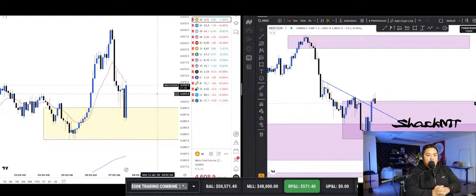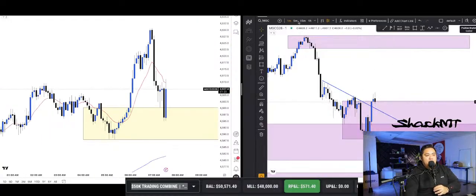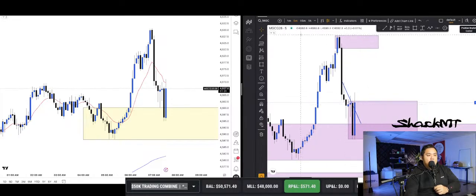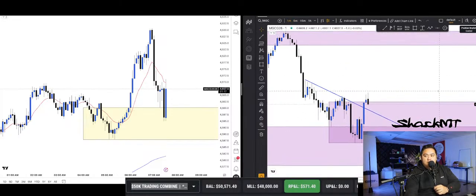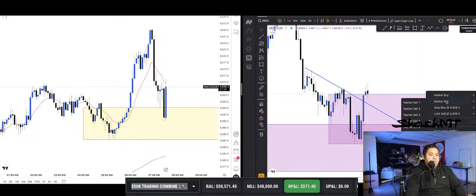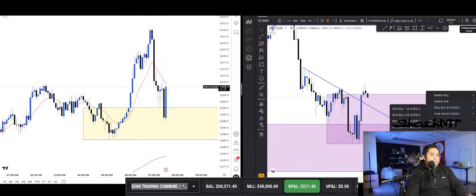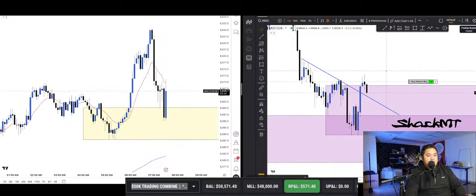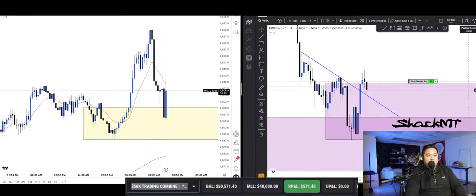If we see a 5-minute candle closure engulf, if we see this next 5-minute candle engulf this 5-minute candle, I will look for longs. We just want to see that candle closure happen. I'm going to take a quick scalp on the candle if it flips. Stops below the last candle.